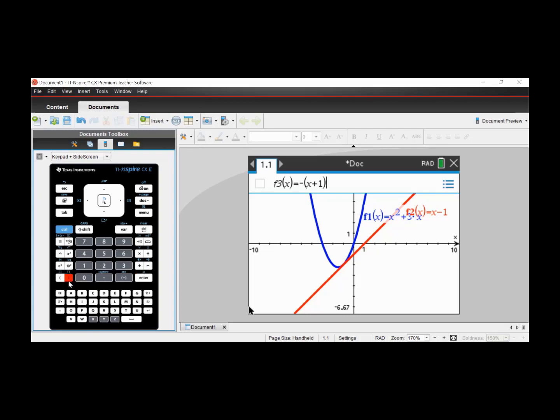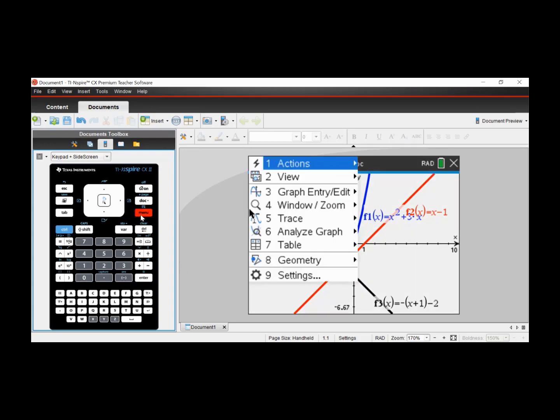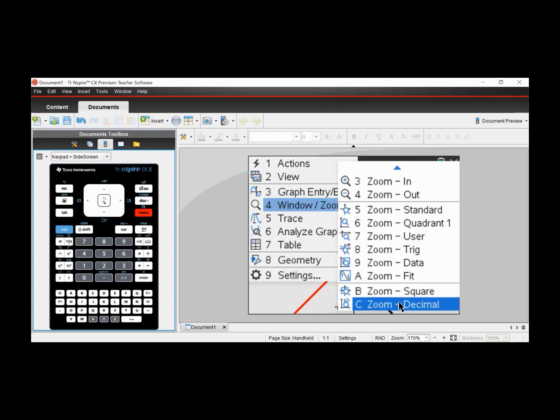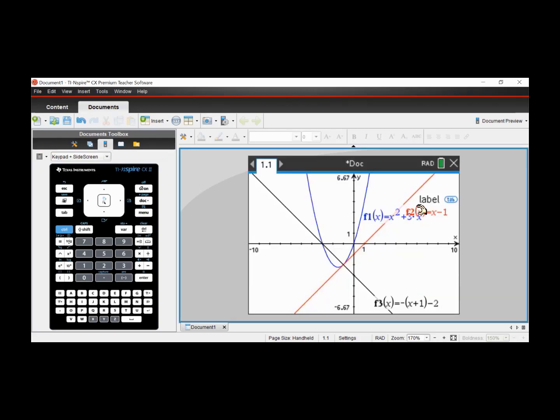Don't forget to close the parentheses, and then minus 2. Enter. And then we were told to zoom, so we're going to go to Menu, Window, Zoom, and we're going to zoom square. The reason we zoom square is so that you can get a better view at how these two lines, your red tangent line and your black normal line, are perpendicular. If you're not in a square window, you won't actually see that.